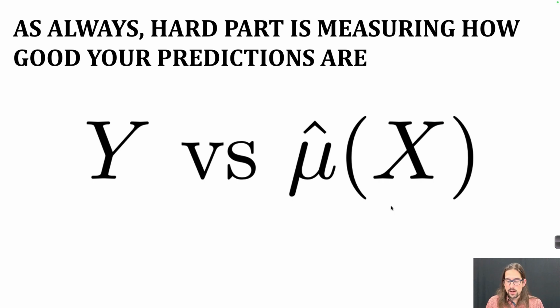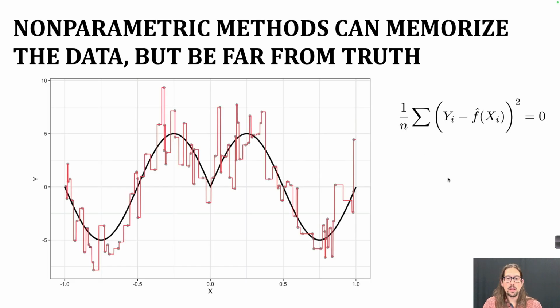So as always, the hard part isn't getting the predictions. The hard part is measuring how good your predictions are. And we've been down this road before, and we're gonna do it again. You can see it's very similar. For nonparametric regression, it doesn't change anything. You want to compare the actual outcome to the predicted outcome and say how good it is.